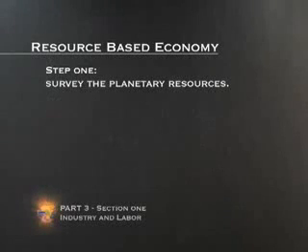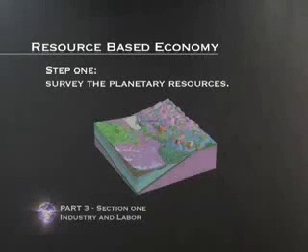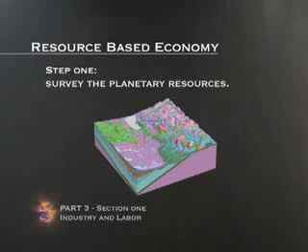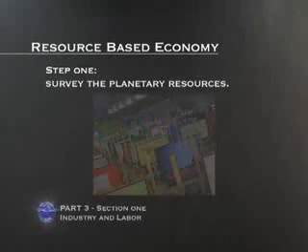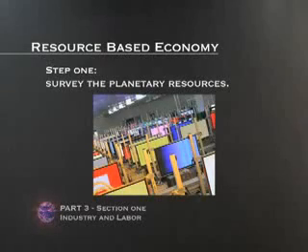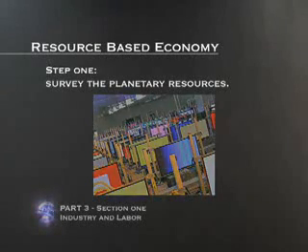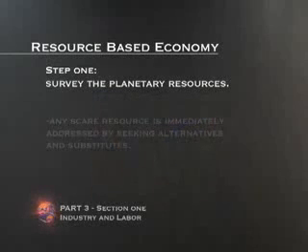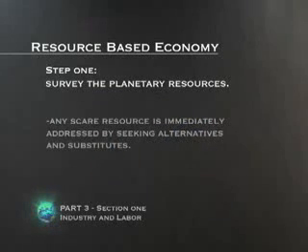Step 1. Survey the planetary resources. As denoted before, it is critical that we know what we have on this planet, for that translates into what the possibilities are. With this information, industrial production is always adjusted to compensate for any emerging scarcity, along with the most mathematically appropriate raw material distribution based on availability and most relevant application. Any scarce resource is thus immediately addressed by seeking alternatives and substitutions.